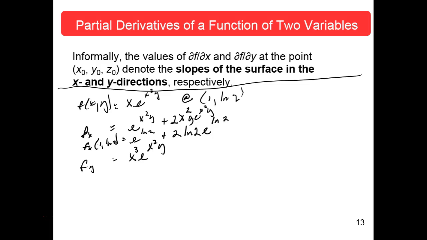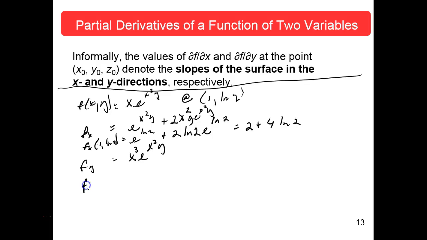All right. Let's simplify that a little bit. What is e to the log 2? 2, exactly. Plus, okay, 2 log 2 doesn't change, and e to the log 2 would be 2 again, so that would be 2 times 2, which is 4 log 2. All right, there's that evaluated there.